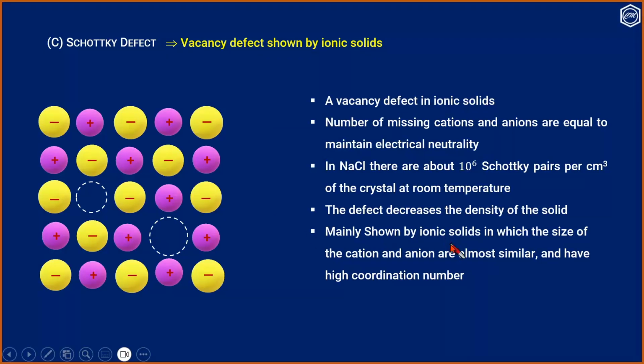Mainly shown by ionic solids in which the size of the cation and anion are almost similar and have high coordination number. A few examples are sodium chloride, potassium chloride, cesium chloride, potassium bromide, silver bromide, etc.